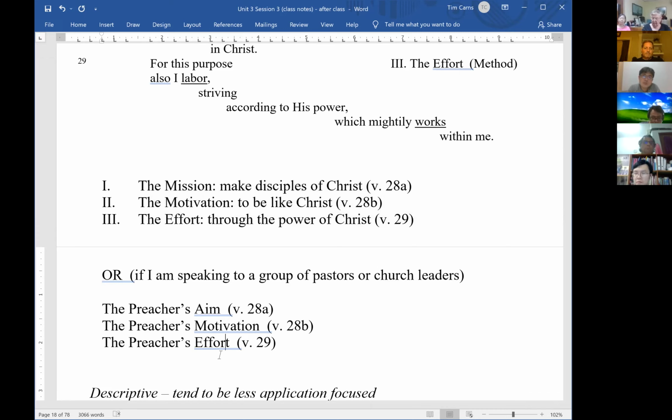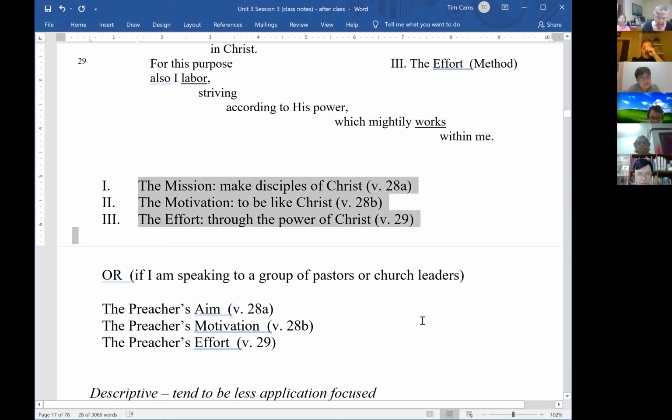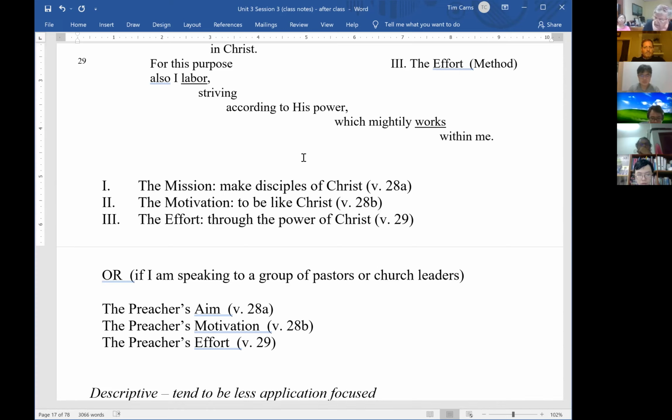Okay, thanks, Pastor. But yeah, that's a good observation, Norman. And I think this first outline is a better one, and it's a little bit closer to what we see in the text. All right, great. Any other comments or observations, questions?